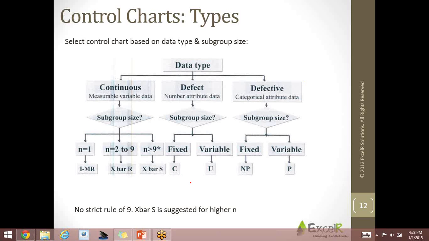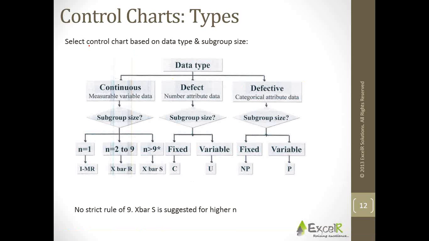Let us get started. So let us discuss the control chart types. This is where we have left off. Depending on the data type, we decide which chart we have to use. If it is continuous data or variable data, or if it is attribute data, depending on that, we decide the kind of charts that we have to use.